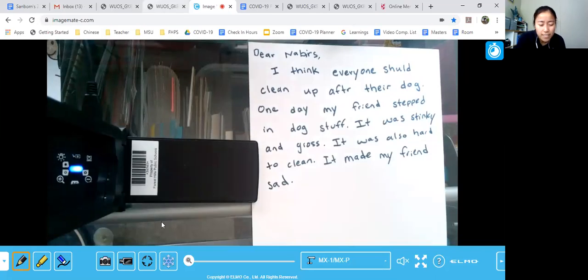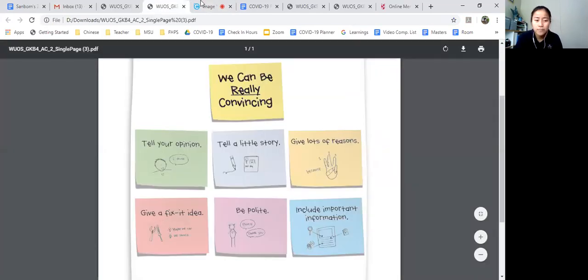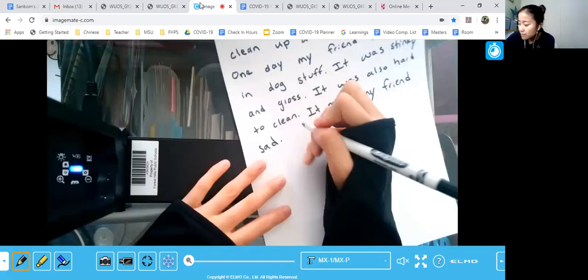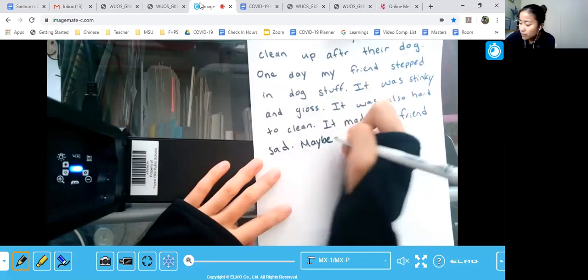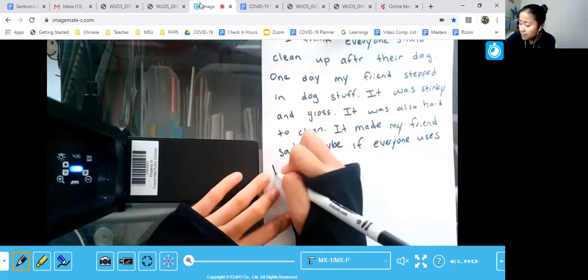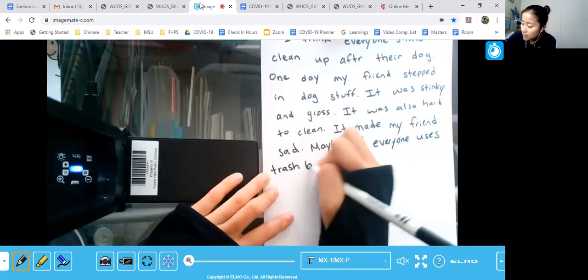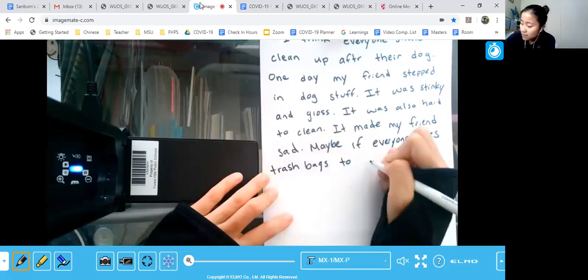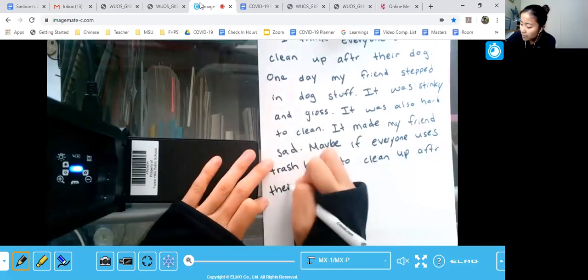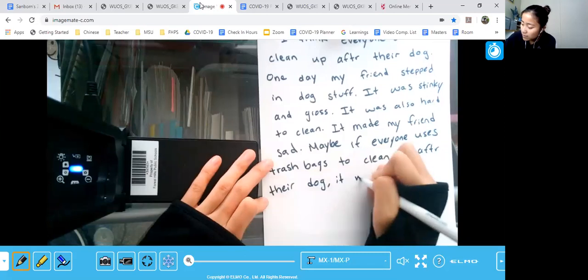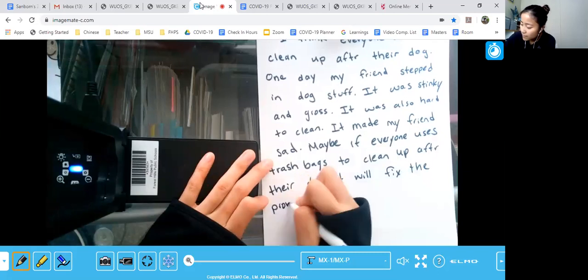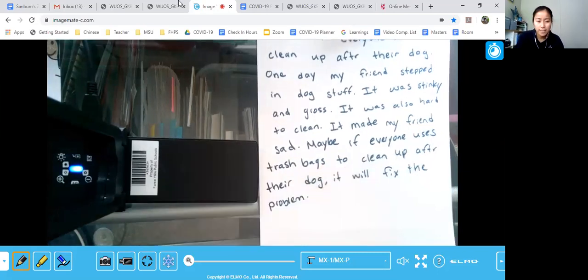Let's see. Give a fix-it idea. Oh, yeah. I said I could fix it by using trash bags. Maybe if everyone uses trash bags to clean up after their dog, it will fix the problem. Okay, so I did that. I gave a fix-it idea.